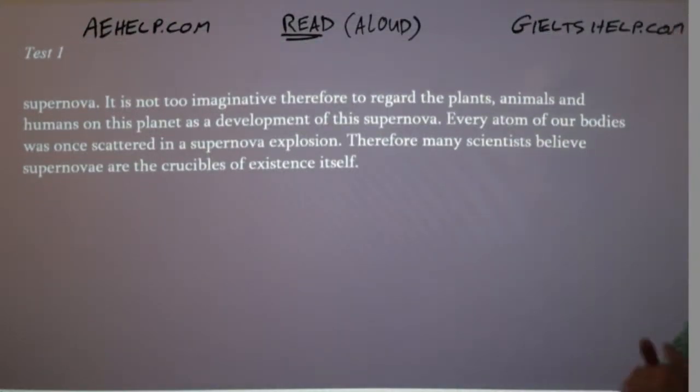supernova. It is not too imaginative, therefore, to regard the plants, animals, and humans on this planet as a development of this supernova. Every atom of our bodies was once scattered in a supernova explosion. Therefore, many scientists believe supernovae are the crucibles of existence itself.